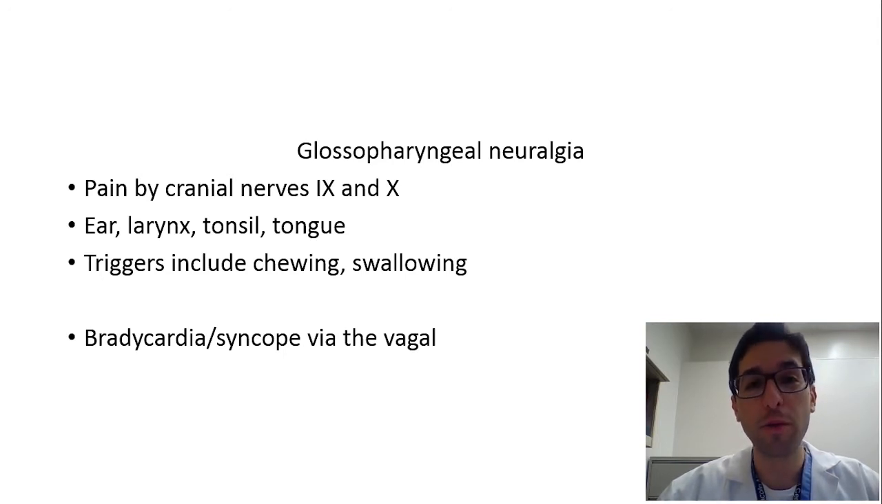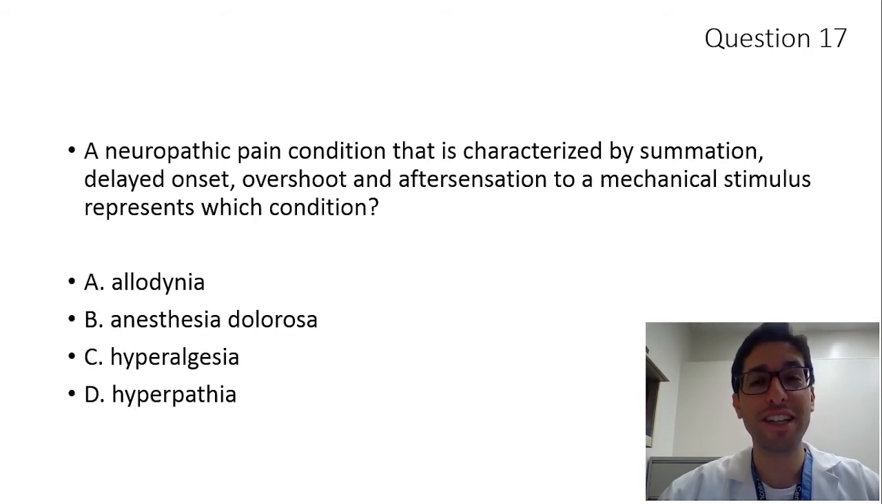It's kind of like trigeminal, but it only affects 9 and 10. So you're going to get pain in the ear, the tonsils, the tongue. You can trigger it by chewing and swallowing, because that's going to be the gag reflex, 9 and 10. And then of course, every once in a while, and this is rare, it could elicit a vagal response with bradycardia and syncope. So that's glossopharyngeal neuralgia. If you see that on your test, I'll be impressed.